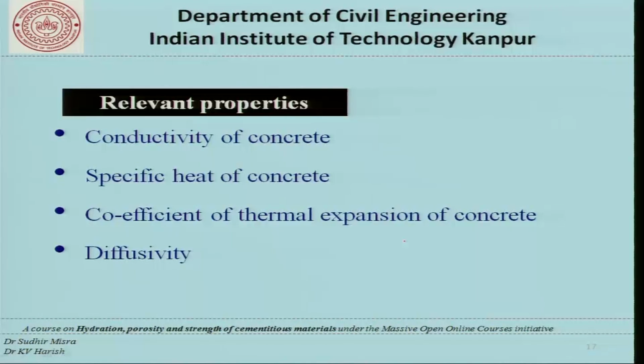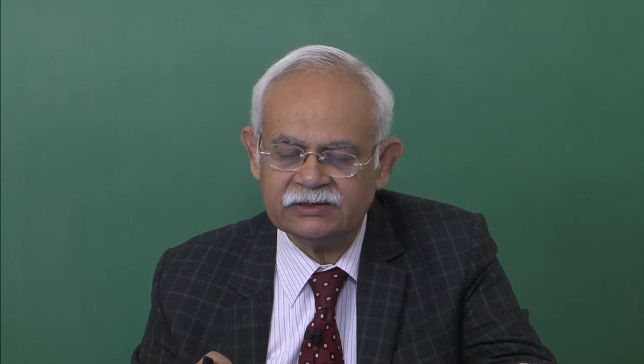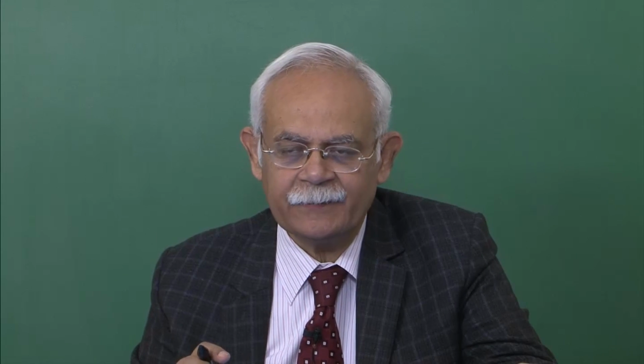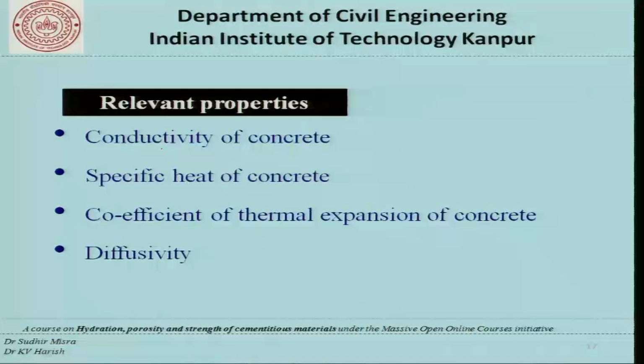When it comes to the dissipation of heat, as far as evolution is concerned, the parameters are pretty clear. It largely depends on the cement type, the composition, and so on. When it comes to dissipation of the heat, parameters such as the conductivity of concrete or the specific heat of concrete, the coefficient of thermal expansion of concrete and the aggregates, diffusivity, all these parameters become important, and these have to be taken as parameters for the concrete at the early age.